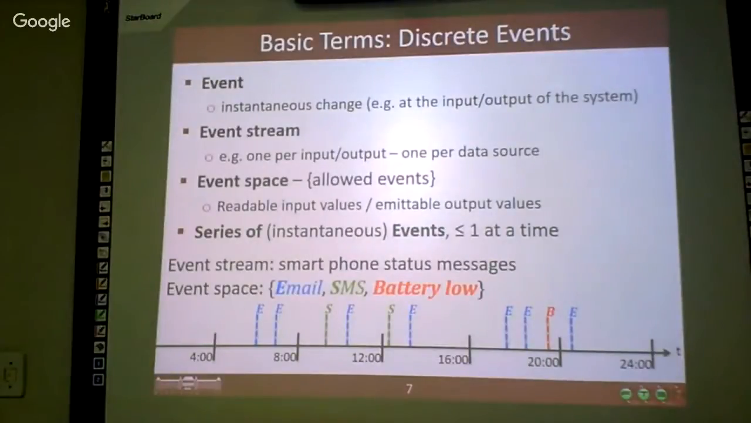For example, if you want to define the event stream of your smartphone, where the event space is that you can get an email, an SMS, or a battery low message, then your event stream is composed of these kinds of events. So here you got an email, then an SMS, email, and so on. And here you just lose all your charge from your battery. So these are the basics for defining events.